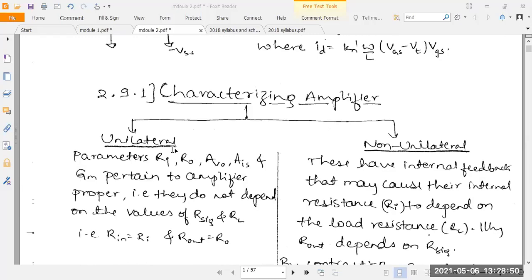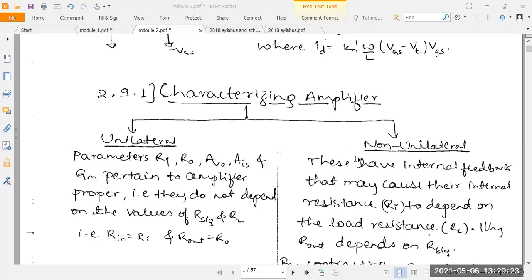So what are the parameters of the amplifier here? Here we want to find out the total input resistance, that is Ri. After that, we want to find out the total output resistance, then the output voltage gain, then the input current gain. Then the transconductance gain, which means the overall amplifier gain, that is GM. Then we come to the next one, non-unilateral.